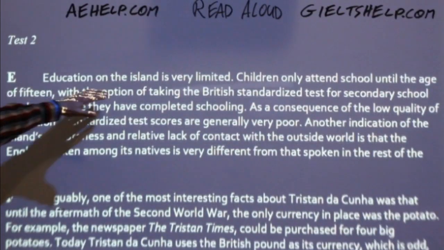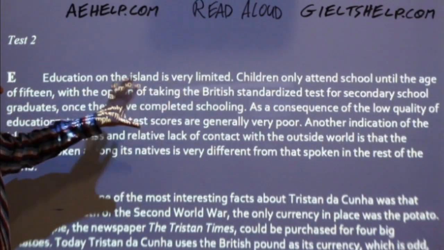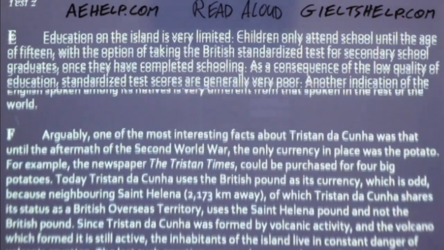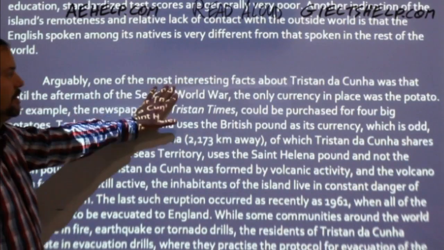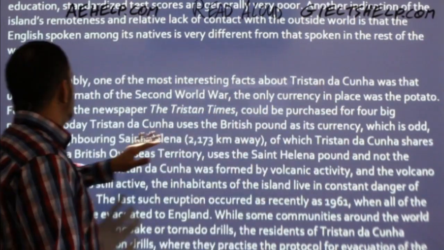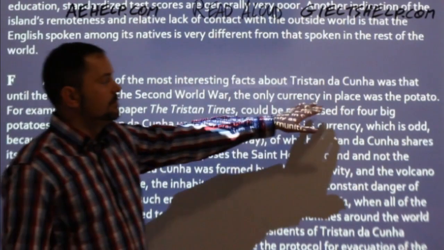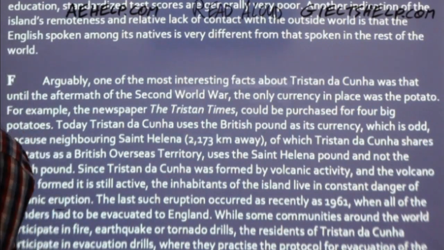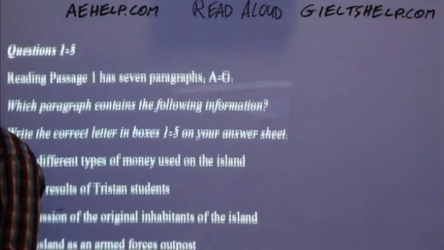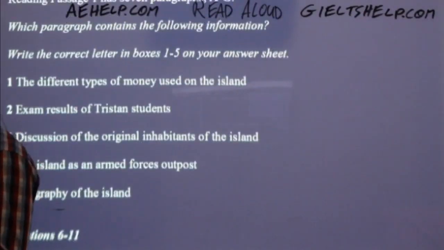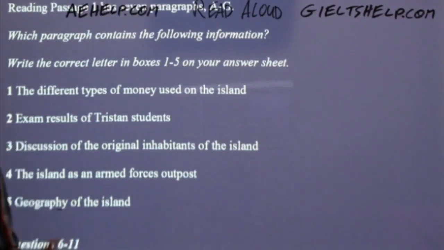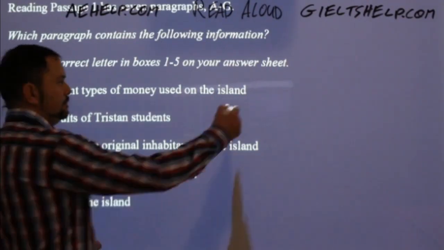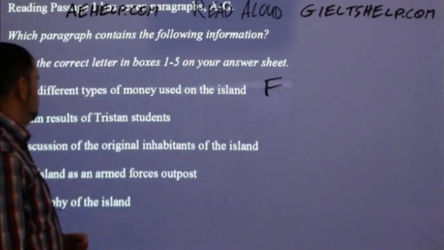E, education on the island is very limited. Okay, so this one I was visualizing education. Okay, and then F. Arguably one of the most interesting facts was that until the aftermath, the currency in place was the potato. Okay, so there it is, potato, F. Now you're sure about your answer. You knew it was somewhere in the middle correctly. And you said, okay, I know I'm looking for potato. So F it is. All right.